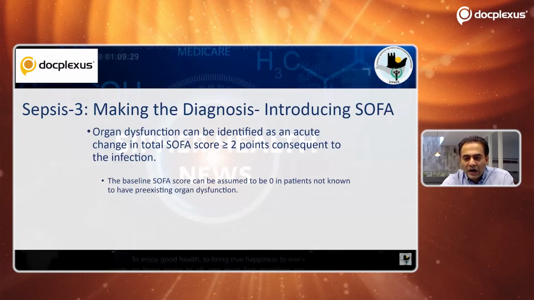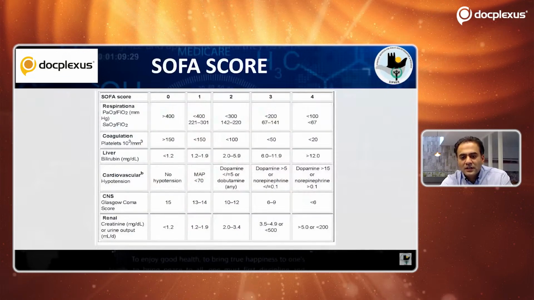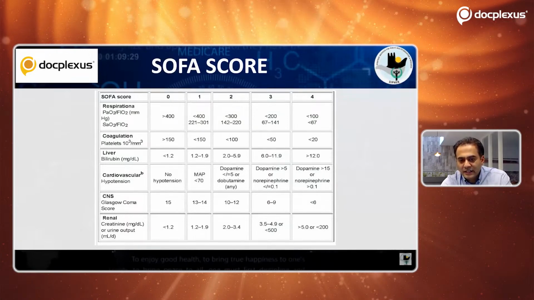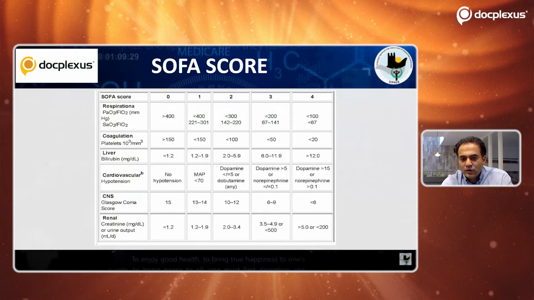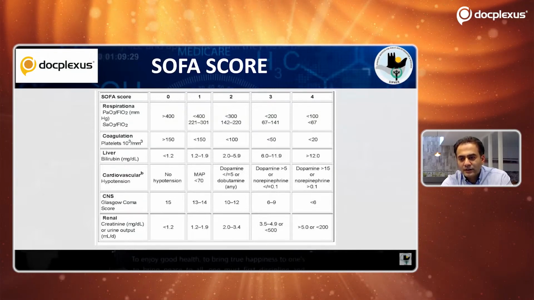So how do we see the SOFA score? We have 6 parameters. We look at respiration, coagulation, the liver profile, the cardiovascular state, the CNS, as well as the renal profile. In respiration, we look at gas exchange, the PaO2/FiO2 ratio that we normally see. If it is more than 400, 200 to 300, 100 to 200, or if the patient is in ARDS, we give numbers accordingly.